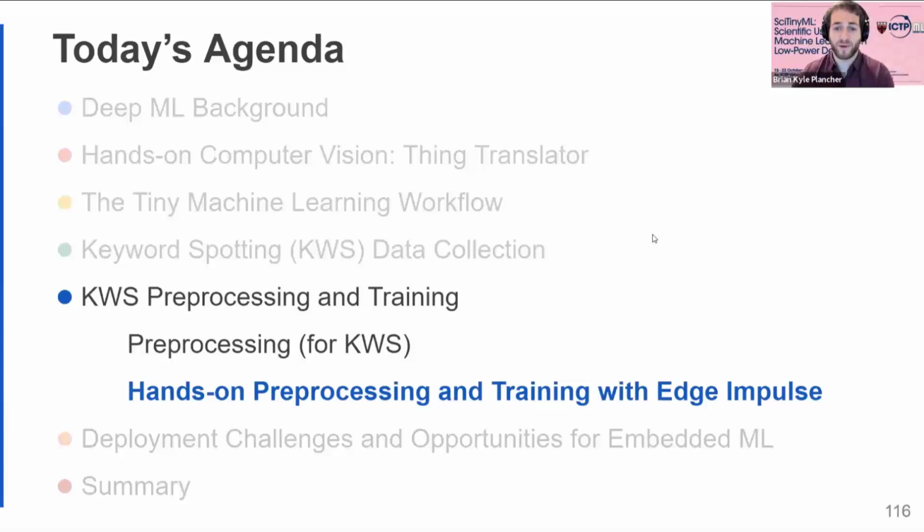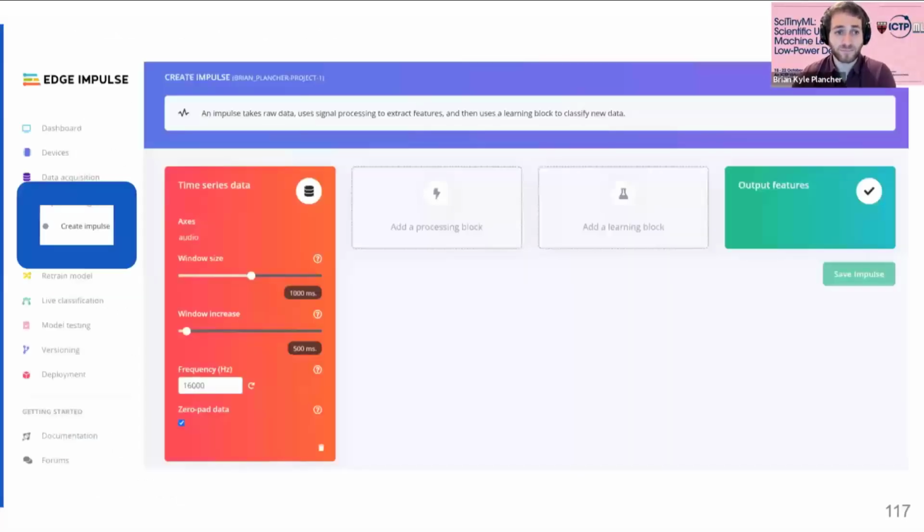So with that out of the way, we'll go on to some hands-on pre-processing and training with Edge Impulse. What we're going to do is create that impulse, because the impulse includes the pre-processing and the training. If you go back to Edge Impulse and click on Create Impulse, you'll get a screen that looks like this. On the left is your time series data, then you have a processing block, and then a learning block. I think if you did 2 seconds, you want to up this window size, but I got it to work where it was, so maybe we can just leave it.